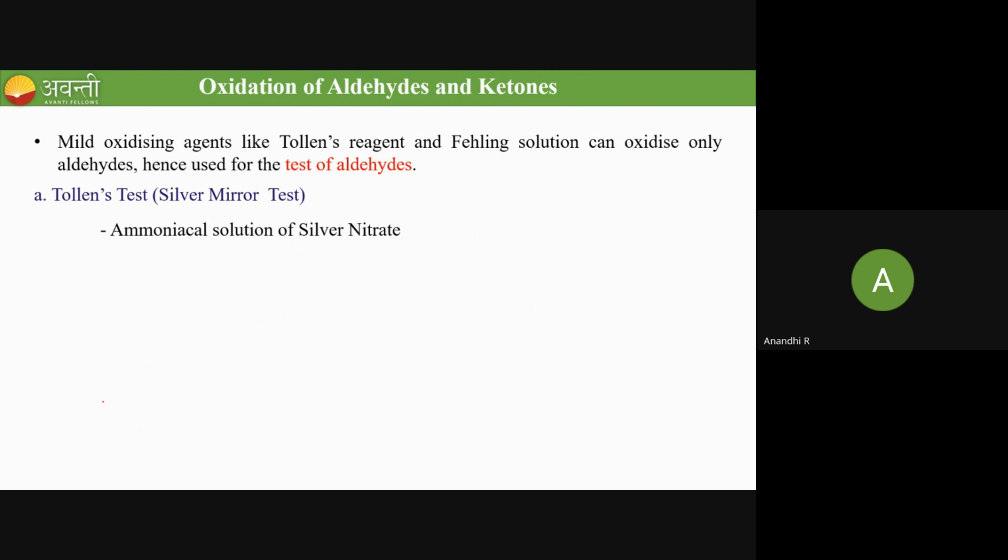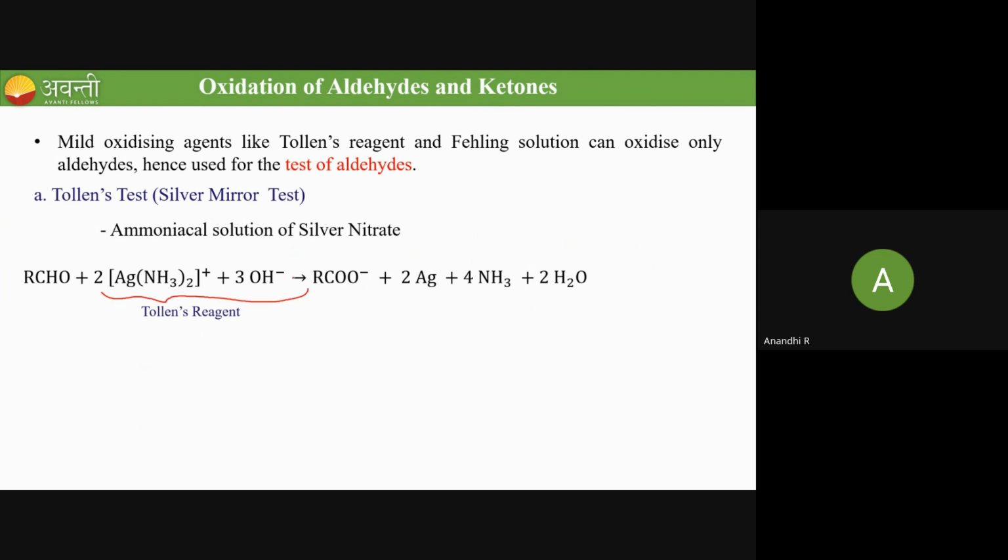So in this test, an ammoniacal solution of silver nitrate is used as the reagent. So what is that reagent? You can see, ammoniacal silver nitrate. This is the Tollens reagent. And if you add the aldehyde to the Tollens reagent, the aldehyde gets oxidized to carboxylate ion, which you can see here. This is called the carboxylate ion. We can take this as carboxylic acid also. So basically oxidation occurs. And Ag comes out, which is the silver mirror, and NH3 and H2O are the byproducts. Okay, Ag is formed as a silver mirror.